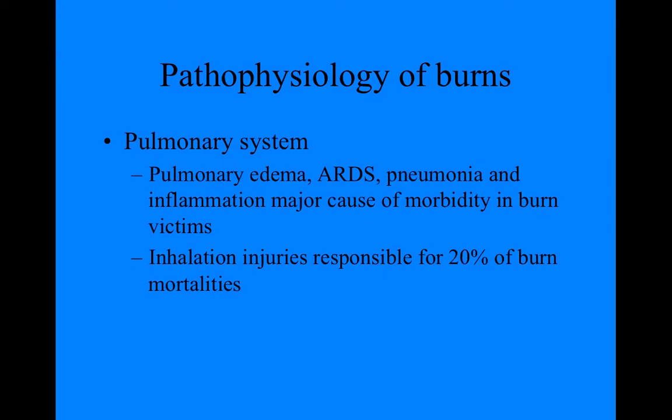With the pulmonary system, they're going to have pulmonary edema and acute respiratory distress syndrome. They're more prone to have pneumonia, and pneumonia and inflammation of the lungs is the major cause of morbidity in burn victims. Inhalation injuries are responsible for 20% of burn mortalities. So if somebody's in the fire where they're breathing in hot air, they may not have been burned so badly exteriorly, but if their lungs were burnt badly, that can still cause mortality.